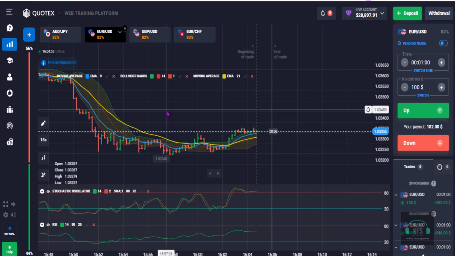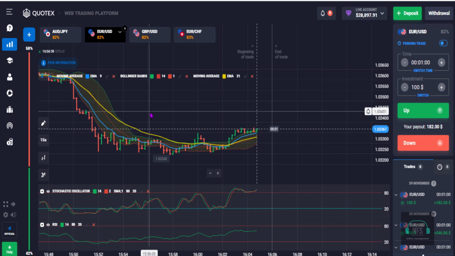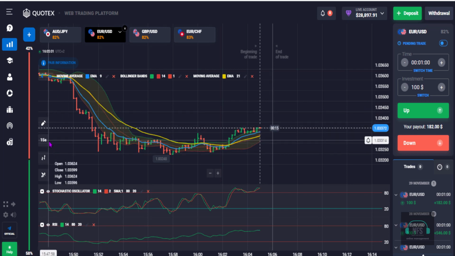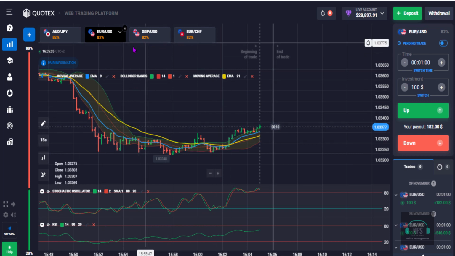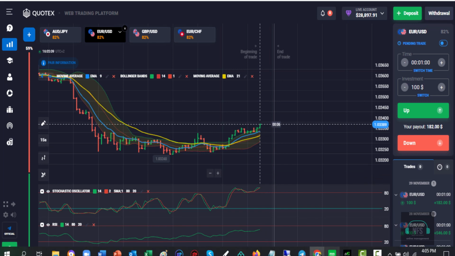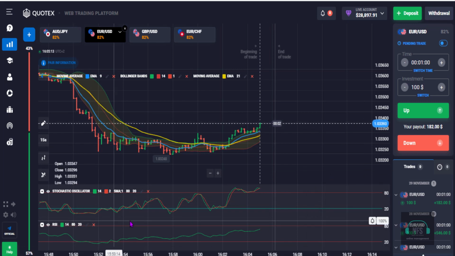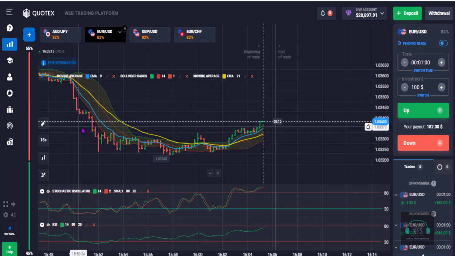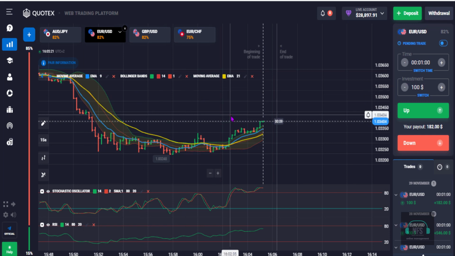You will trade here on Quotex or any other binary options platform you are using on a 15 seconds time frame, as you can see here, and you will be using bars and you will place a 1 minute trade. All right, so check these signals here. Of course, you will be using the stochastic oscillator, RSI, and also the moving average and Bollinger Band strategy that I showed you in other videos.